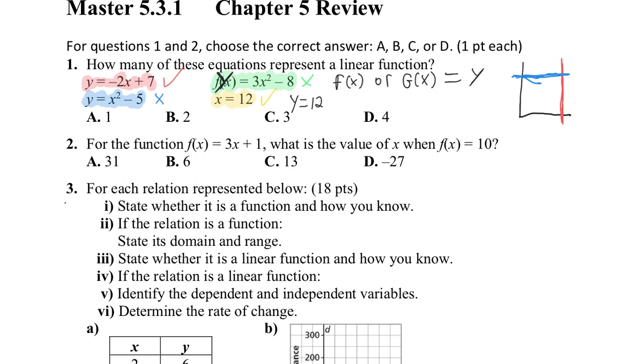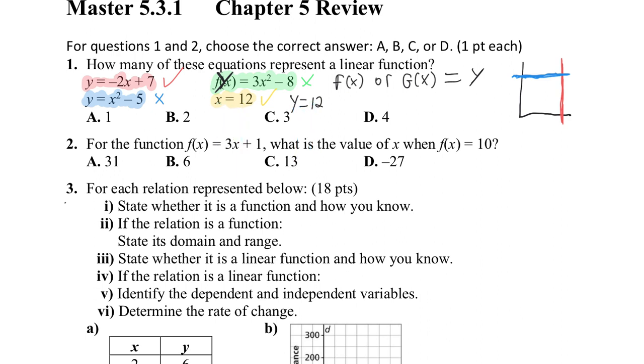Make that look a little neater. So in this particular case, the blue line I just drew, which is represented by y equals 12, would pass my vertical line test. So that would mean it would be a function if it was y is equal to 12. So y is equal to 12 would be a function, but x is equal to 12.